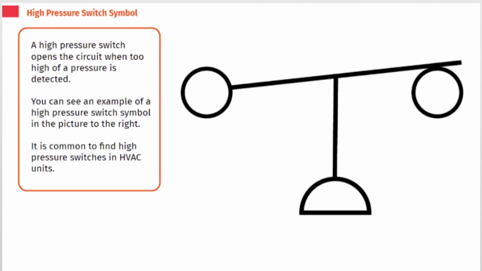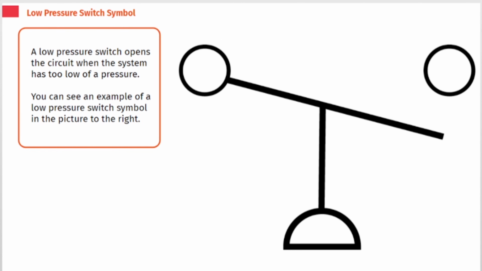A high-pressure switch opens the circuit when too high of a pressure is detected. You can see an example of a high-pressure switch symbol in the picture to the right. It is common to find high-pressure switches in HVAC units. A low-pressure switch opens the circuit when the system has too low of a pressure. You can see an example of a low-pressure switch symbol in the picture to the right.